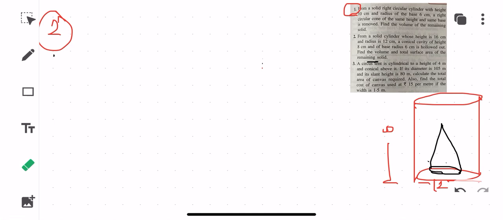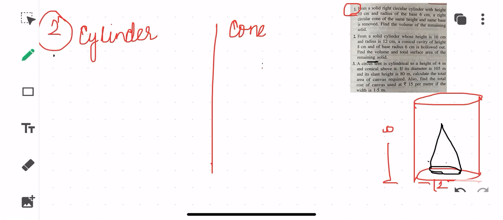I'll be calculating the CSA of the cylinder and the cone. So for the cone, I have been given radius as equal to 6 and height as equal to 8 centimeter.